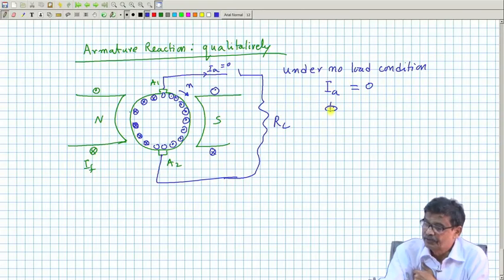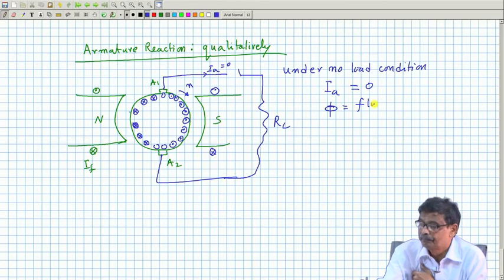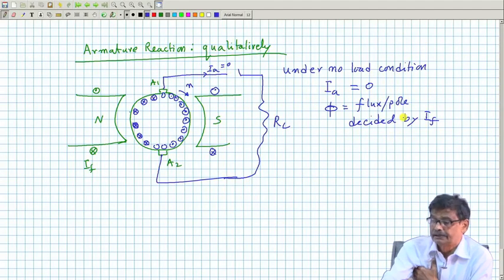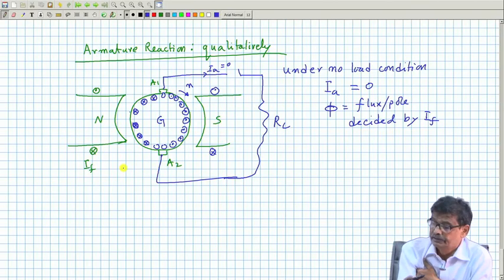See what I assumed: phi is the flux per pole, and decided by whom? Decided by I_F, that is all. That is what I told you. I never told you what the armature current is going to do. But now, after learning that in generator mode the armature will carry current after you load it, naturally the question is it will also create its own field.